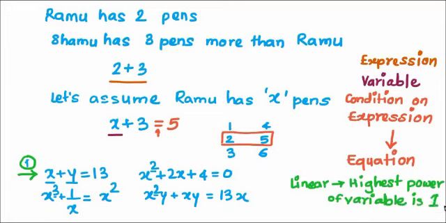But why is it called a linear equation? In this case, let's say if x is 1, what would be y's value? y would be 12. If x is 2, what will be y's value? It will be 11. If x is 3, it will be 10. We are getting points x and y. If I plot these points on graph paper, then I get a straight line. And that is the reason why we call it a linear equation.